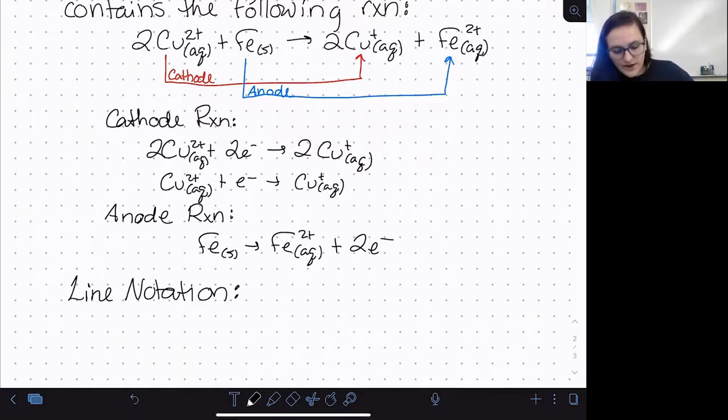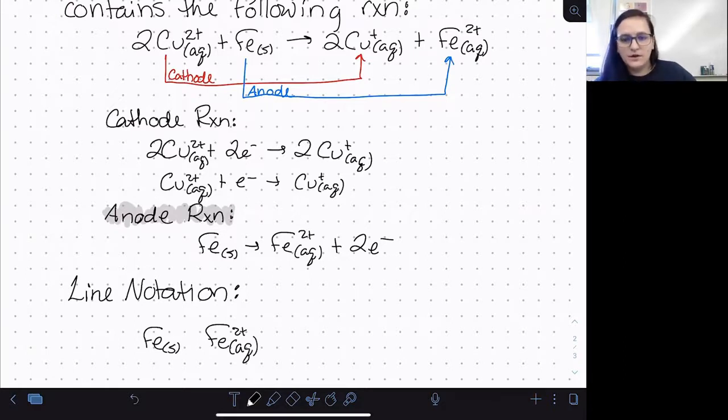So in writing our line notation, we want to start with the anode first. We list our reactant first, which is the solid iron, followed by our product, which is the Fe2+ aqueous. Remember that we do not include electrons. We will need to separate these by a single vertical line. Do note that these are vertical. It's not a forward slash, it's not a backslash, it is perfectly vertical. And we use that vertical line since they are in different states of matter. With that, we are finished with our anode. So these two pieces are our anode reaction.